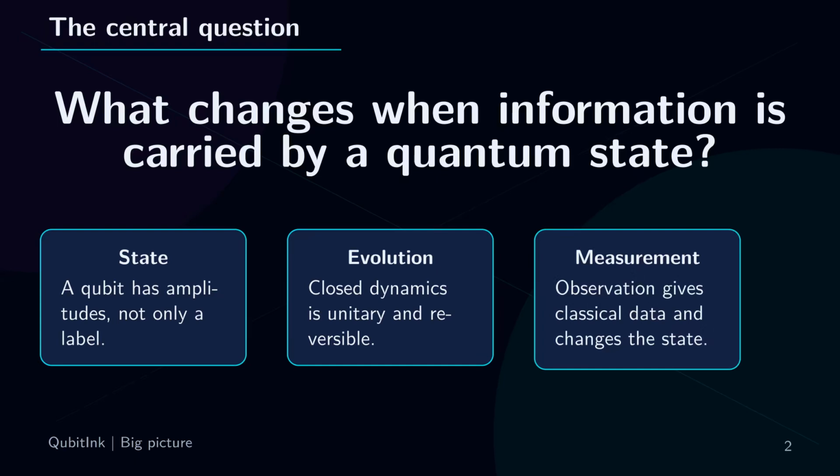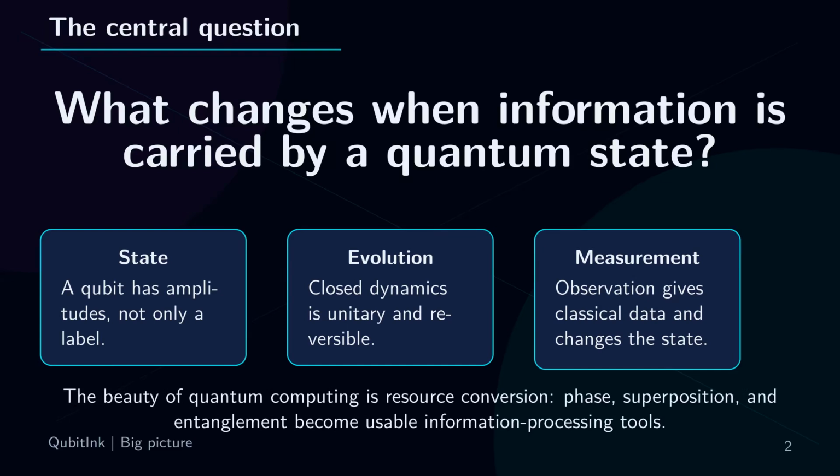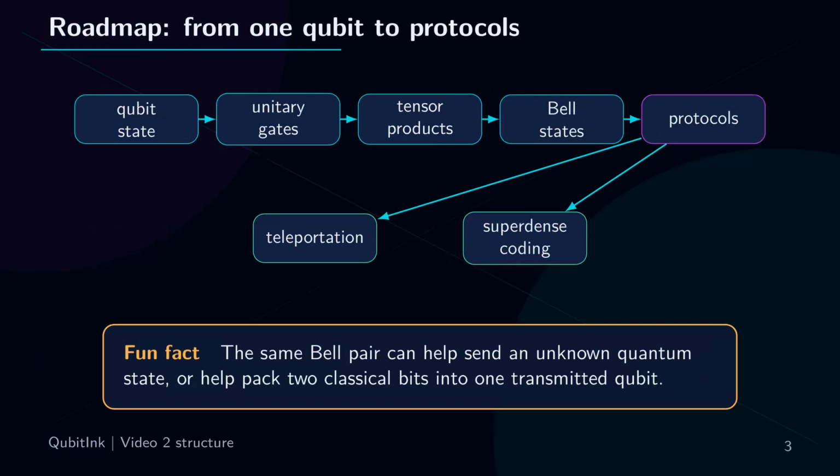The beauty appears when these ingredients work together. Phase, superposition, and entanglement become resources that can be converted into useful information processing tasks.